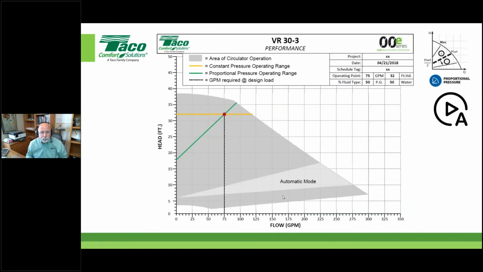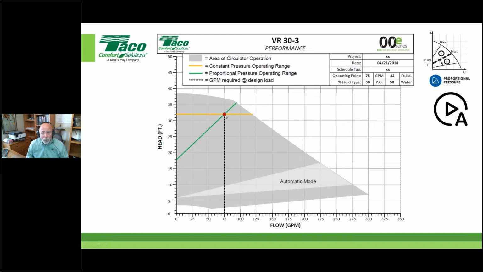So let's look at that same job, okay? 75 GPM at 32 feet of head. This is just showing you one of our VR 30-3s. Now notice something, that this particular pitch here is 50% pitch on this particular circulator. So what I've done here is I want to show you how to slide this 50% pitch up and down in order to find an appropriate operating spot.